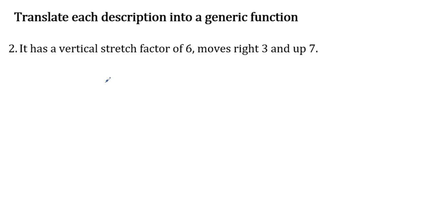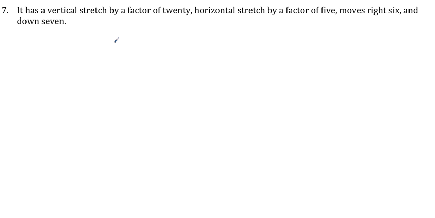So here we have a verbal description of what's happening, and we want to write the generic function. Well, we could just get right into it. We have a stretch factor of 6, so that would be our a. We're going to go right 3 and up 7. So I could do 6f of x minus 3, and we're going to go up 7. And that's all we're looking for. Don't overcomplicate this.